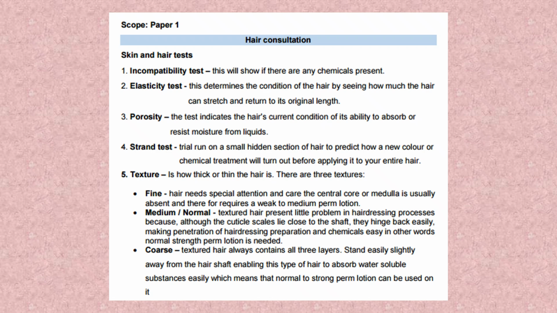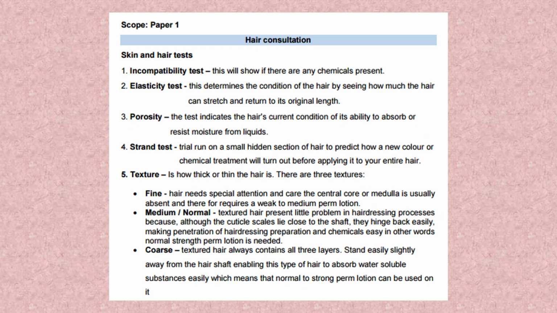The central core or medulla is usually absent and therefore requires a weak to medium perm lotion. Medium or normal texture hair presents little problem in hairdressing processes because although the cuticle scales lie close to the shaft, they hinge back easily, making penetration of hairdressing preparation and chemicals easy. In other words, normal strength perm lotion is needed.